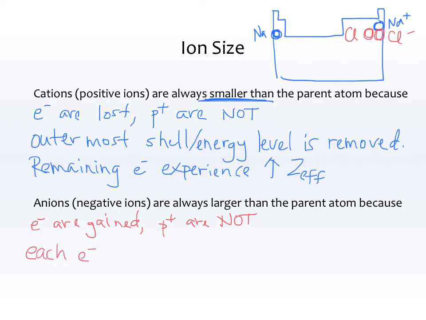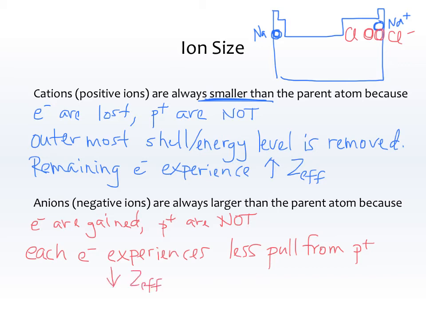Each electron experiences less pull from the protons because now we have more electrons and the same number of protons. So then a smaller effective nuclear charge.